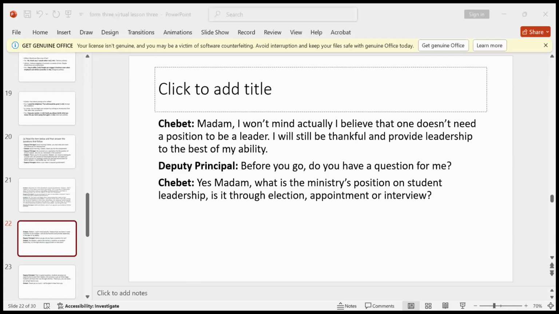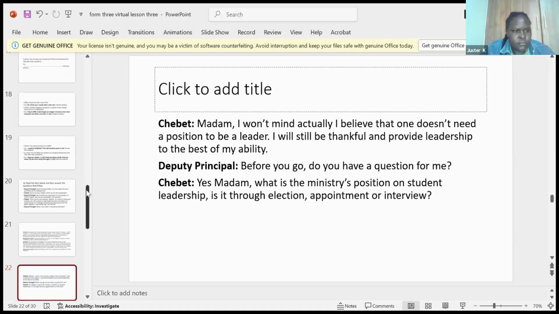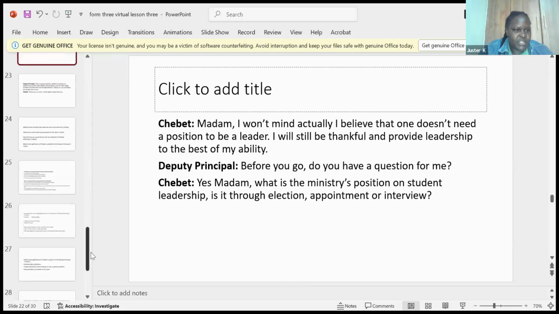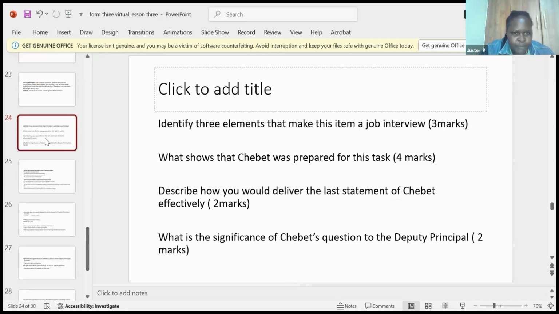Chebet is asked to expound on her qualifications. For example, she is asked about how the co-curricular activities affect her academics. Okay, about her academics. All right. That is question 1. Don't mark yet. We will go through the answers that I've provided, and see whether there are other answers we can add, and then you can mark for yourself. The other question was, what shows that Chebet was well prepared? What shows that Chebet was prepared for this task? These are 4 marks.